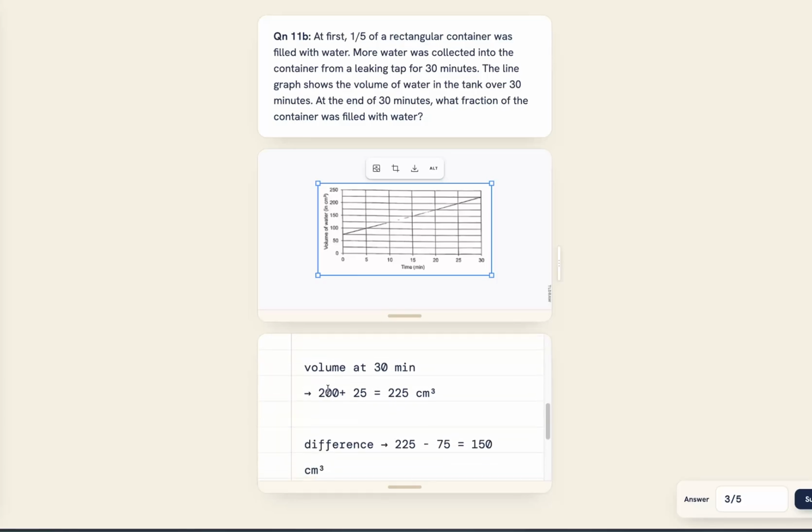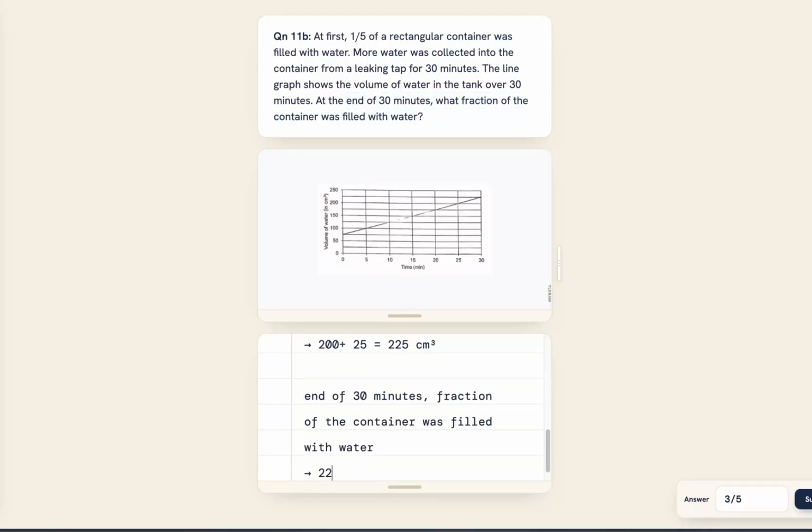So we know that the volume at 30 minutes is 225. So that means at the end of 30 minutes, the fraction is equal to 225 divided by 375. If you were to simplify it, this will be 3 over 5. So always simplify even if the question didn't ask.